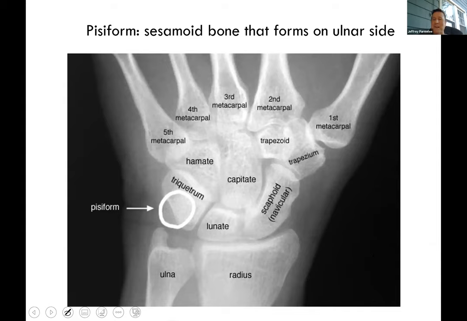Again, you don't need to memorize these, but you look at your carpal bones. If you get a broken wrist, it's often this end of the radius or the scaphoid bone. And it tends to break quite a bit.